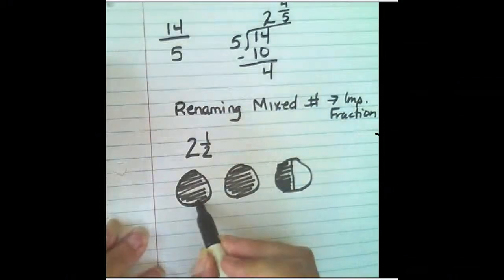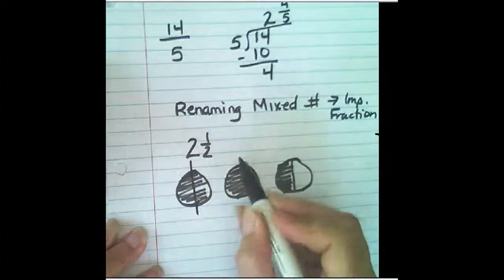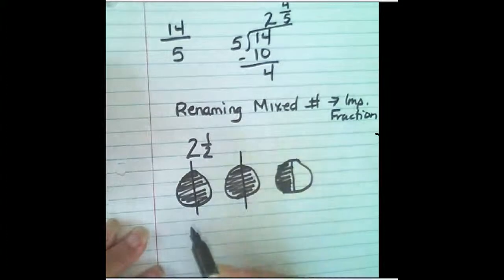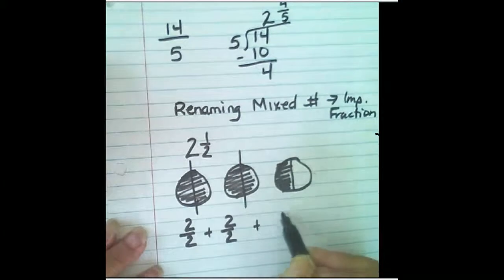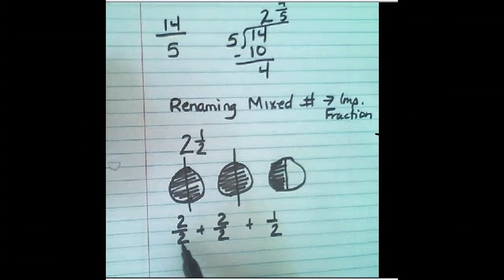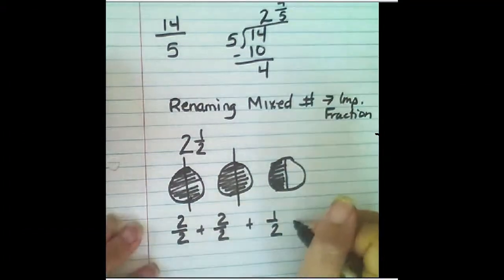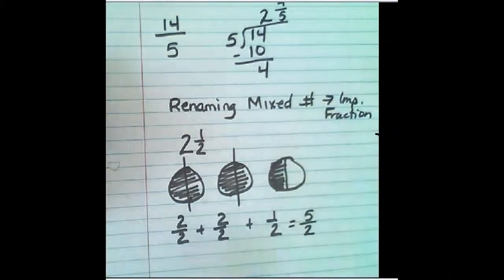Now you might want to think of it like this. This is one whole circle. If we divide it into 2 parts so that they're all the same, we could say this is 2 halves plus 2 halves plus the 1/2 here. Since all of our denominators are the same, we just add the numerators. 2 plus 2 plus 1 equals 5, and our denominator is 2.